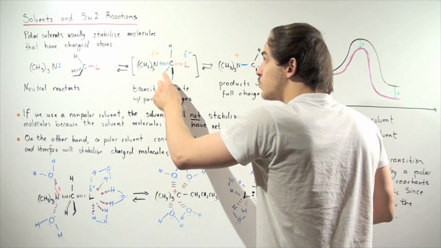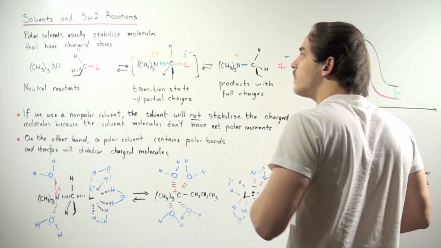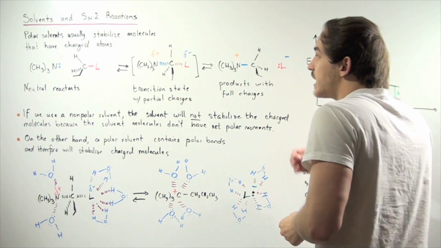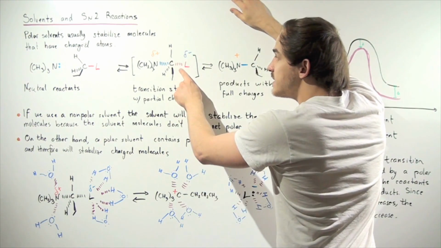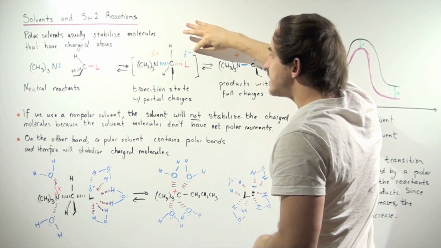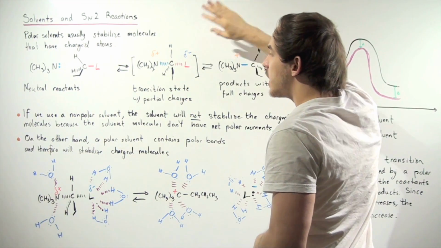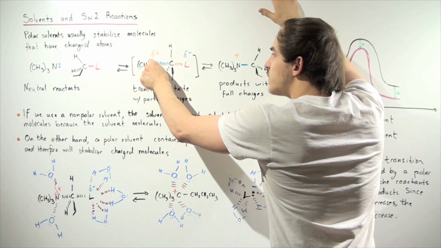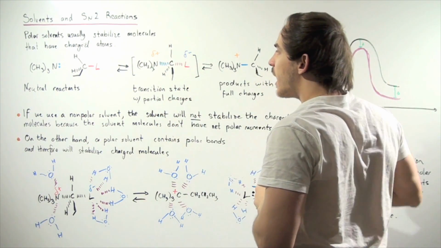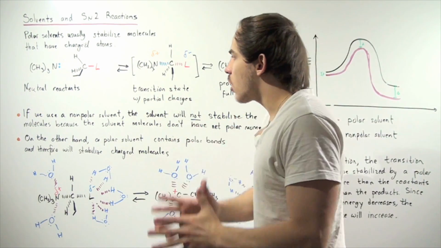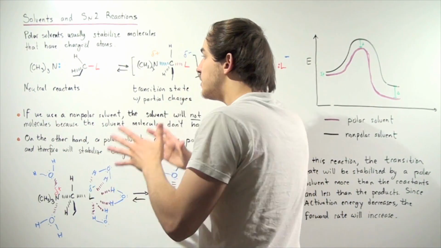As a bond between N and C is beginning to form, a bond between carbon and L is beginning to break. That means that on this bond, electrons will be closer to the L, and so this will have a partial negative charge. Likewise, the electrons approach the carbon, and so this N will develop a partial positive charge. So our transition state will have partial charges. Our reactants will be neutral.